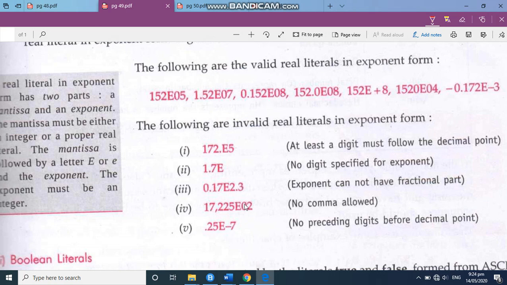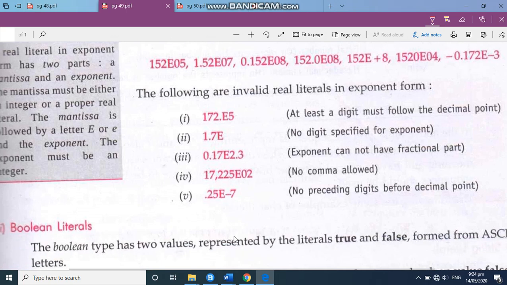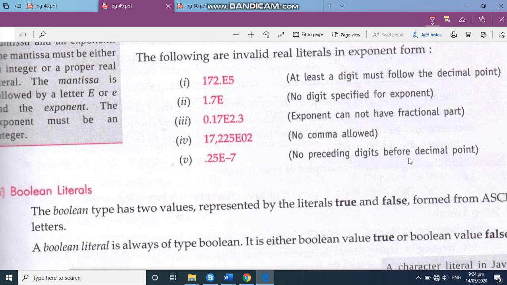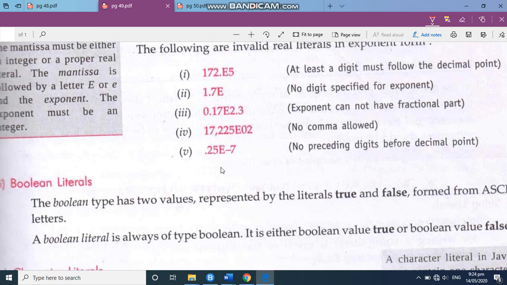Here the invalid ones: at least a digit must follow the decimal point. There should be one digit after the decimal point. You can't straight away write E5. Then there has to be one digit after E. The exponent cannot have a fractional part, no commas are allowed, and there should be no missing digit before the decimal point. There has to be 0 if there is no other digit.